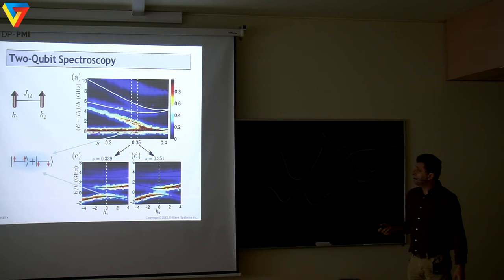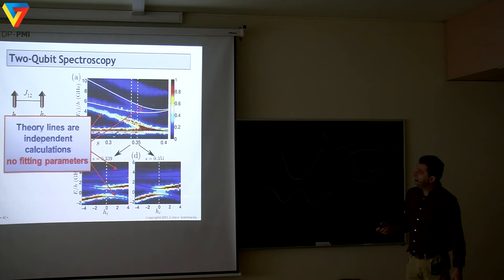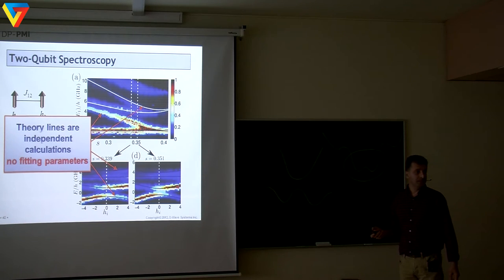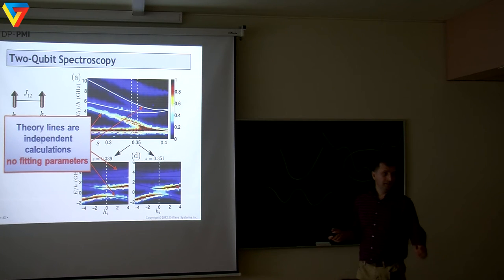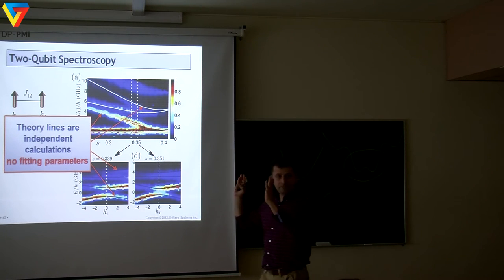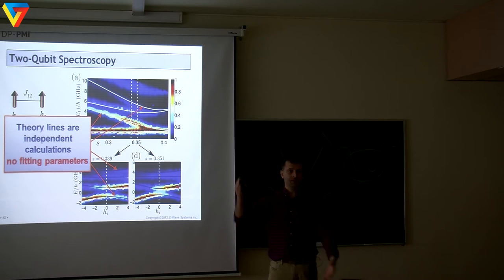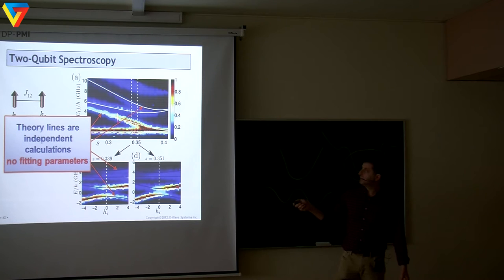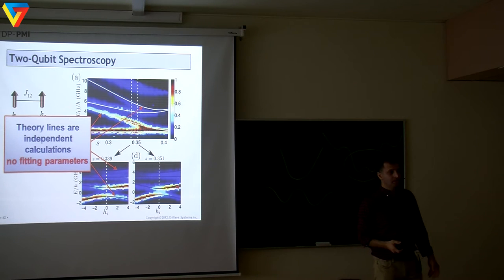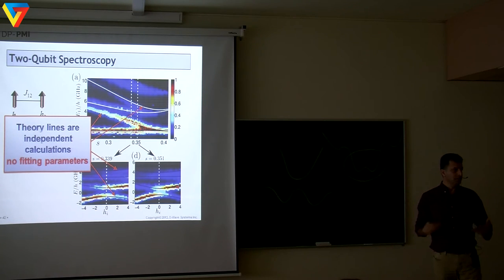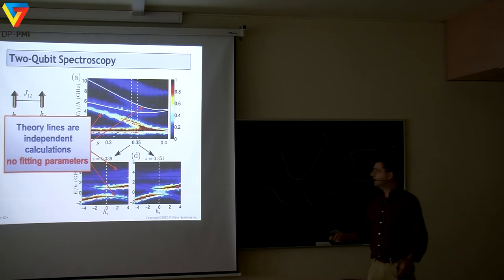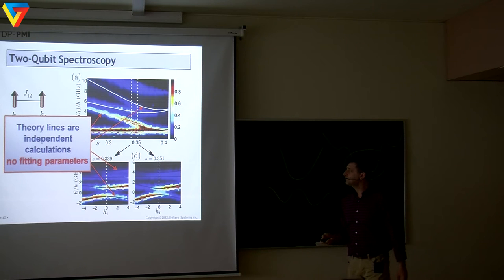On top of that, you see that these lines, these are theoretical lines, and these are not fits. These are independently measured parameters put into a Hamiltonian, diagonalized, put on top of this, and they completely match. So now I'm confident that all of the parameters I have and the Hamiltonian I have is what I expect it to be, and they completely agree.